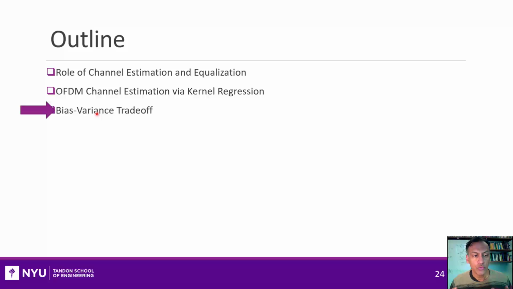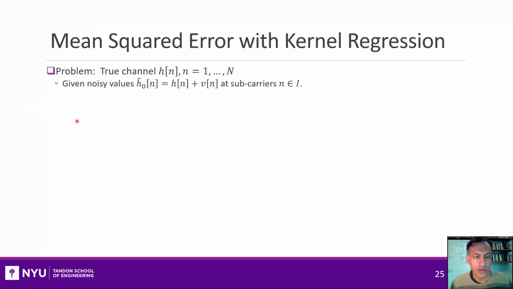All right, I think I want to wrap up this discussion on channel estimation with a very quick discussion of what you could call the bias-variance trade-off, which is a way of understanding and analyzing channel estimation and the key trade-offs that are involved in that. So let's just start with looking at the problem.